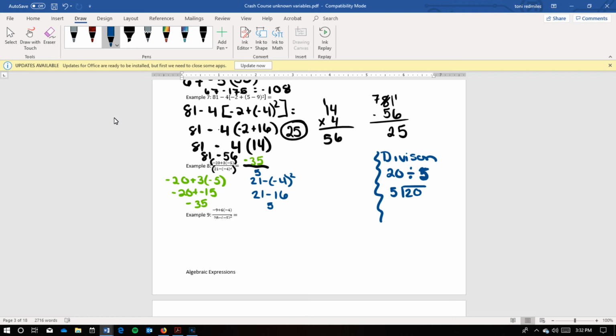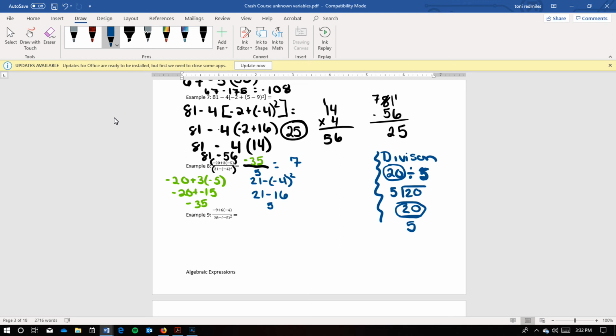The third way that I could do this is with a fraction bar. Fractions are actually division, okay? So I could say 5 divided into 20 this way. Notice that it's first here, and that is what goes inside the divisor symbol. So this is saying how many times can 5 go into 35? Well, we know that the answer is 7.